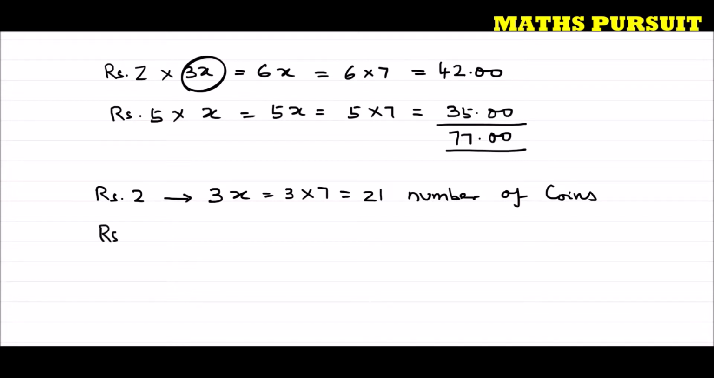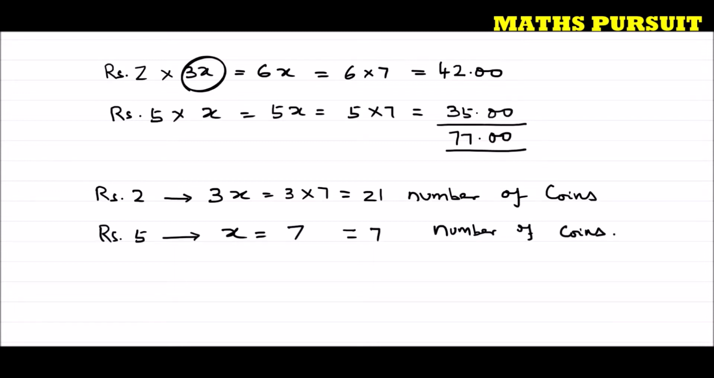Similarly, for rupees 5, Bansi is having x number of coins. That means x into 7, or I can write x, that means 7. So I can easily say that 7 number of 5 rupee coins, 7 number of coins. Hope guys you understood this, don't get confused.